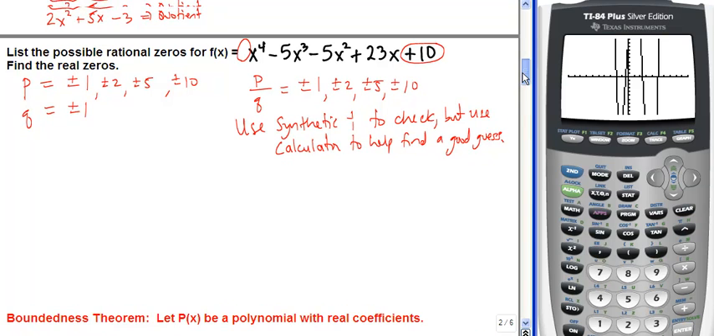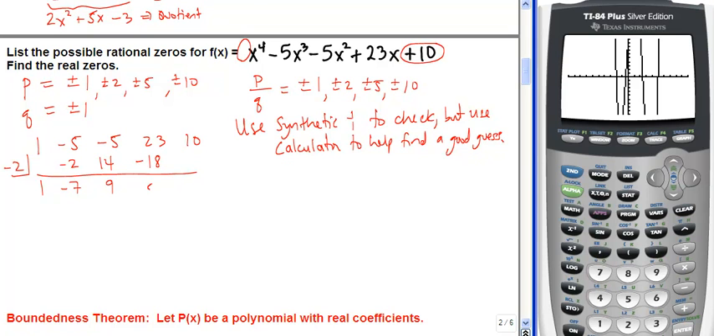So let's go ahead and try our synthetic division. My coefficients of this 4th degree polynomial are 1, -5, -5, 23, and 10. And we said that -2 looks like it's a 0 on my graph. So I am going to do synthetic division using -2, and I'm going to hope that I get a 0 remainder. So I bring down the 1, get -2, this is -7, I get 14, 14 minus 5 is 9, -2 times 9 is -18, 5, -10, and yes, I did get a 0. So one of my zeros is going to be -2.